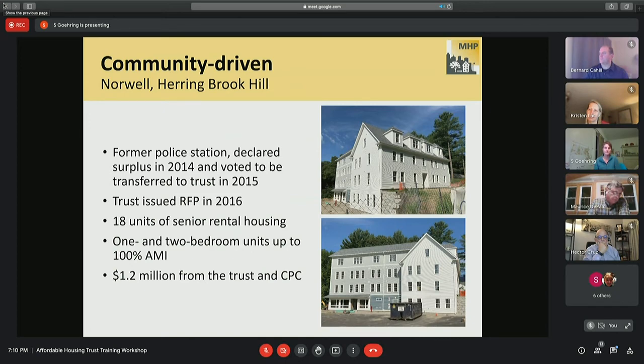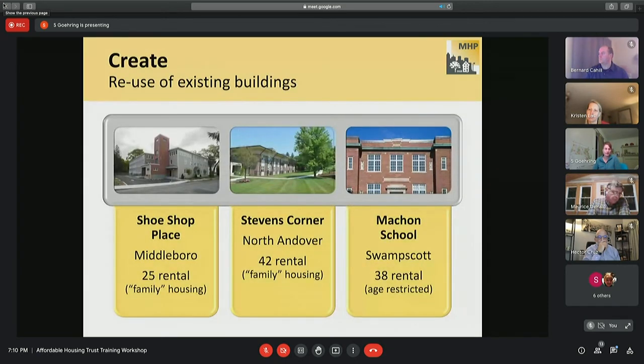And then we have a lot of examples of reusing existing buildings for affordable housing. Sometimes there's a historic component, but not always. In Middleborough, the Shoe Shop Place had been a shoe factory, and a couple nonprofits were able to partner and redevelop it into 25 rental units. These are family housing, but that just means that it's not age restricted. So seniors can live in this housing. You just need to be income qualified.